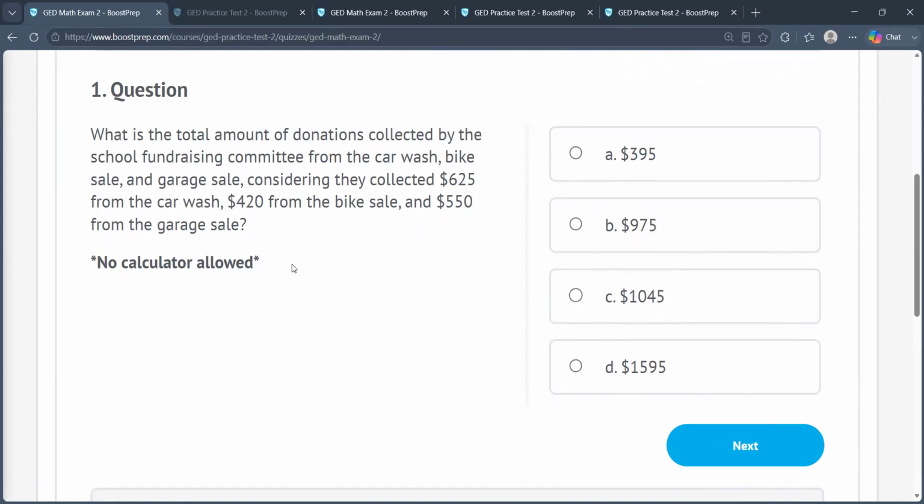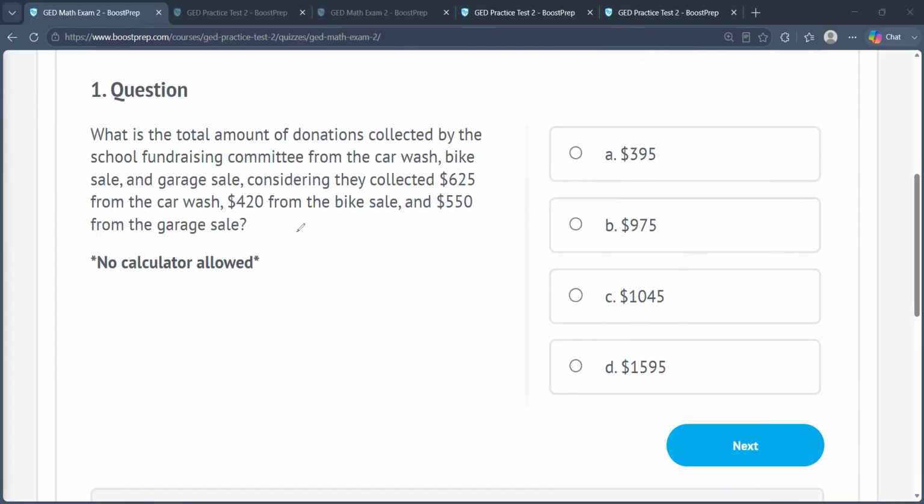So in this part, it says no calculators allowed. So they will say calculators allowed, or they'll say nothing. If it says nothing, you can use a calculator. But this specifically said no calculators allowed. So all we got to do is find the total, and it's pretty simple because there is no decimals. So all you got to do is add them up.